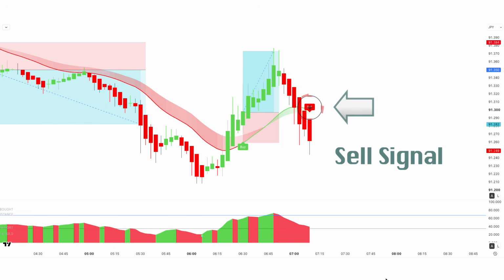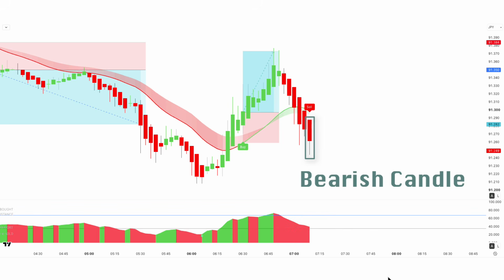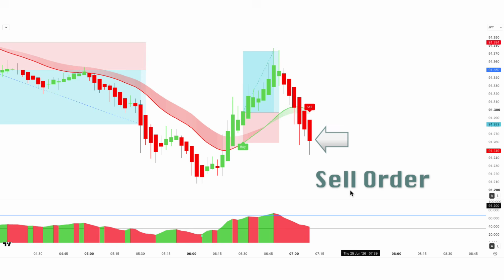Here the Bearish and Bullish Toolkit label down of this is sell signal. Here the RSI market structure indicator red area. Here market has made a bearish candle to give confirmation. So all our conditions are being fulfilled. So we are placing an order to sell.